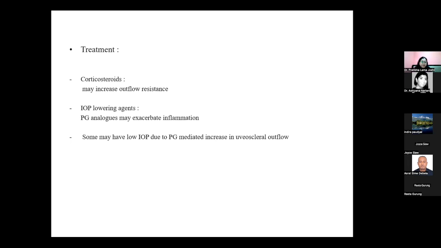control the inflammation, but it can increase the outflow resistance. IOP lowering agents are used to control the intraocular pressure, and among IOP lowering agents, prostaglandin analogs may exacerbate the inflammation. But in some patients, they may have low intraocular pressure due to the prostaglandin-mediated increased uveoscleral outflow.